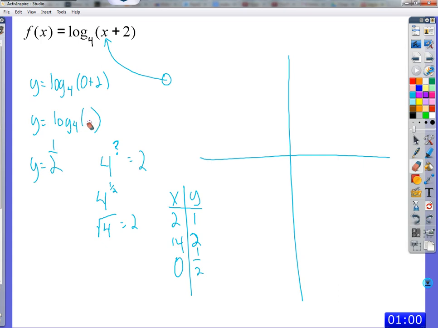What's that? 8? Let's look at 8 real quick. 4 to the what is 8? To the 1/2? Like 1 and 1/2? 1.5? How do you know that? You put it in your calculator? Hold on. Hold on. 4 times to the 4 is 16.